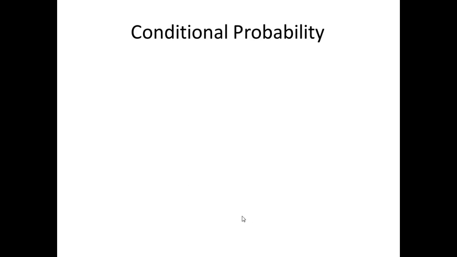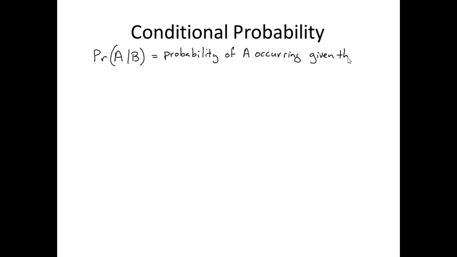Okay, conditional probability is our next step. What do we mean by conditional probability? We're talking about the probability of A given B. So what we're talking about is the probability of A occurring given that B has already occurred.